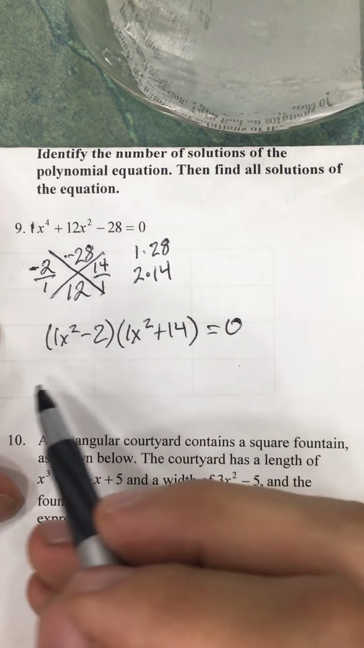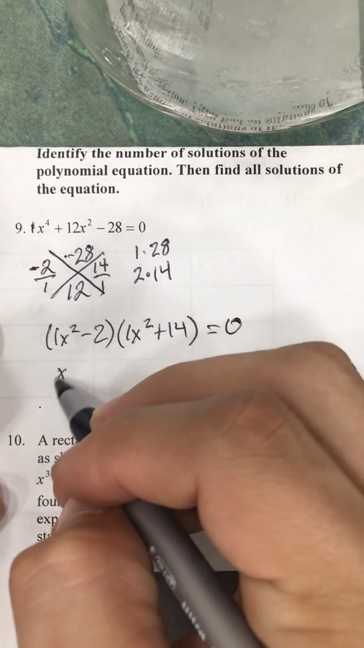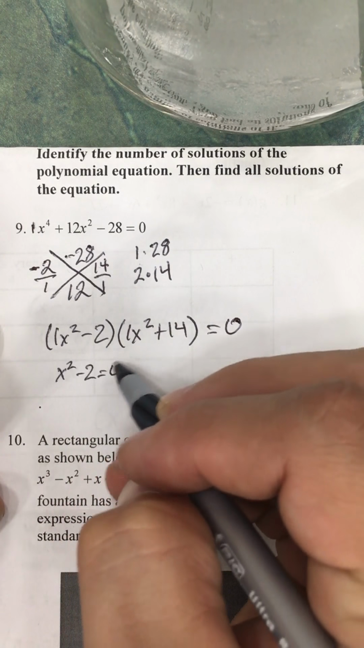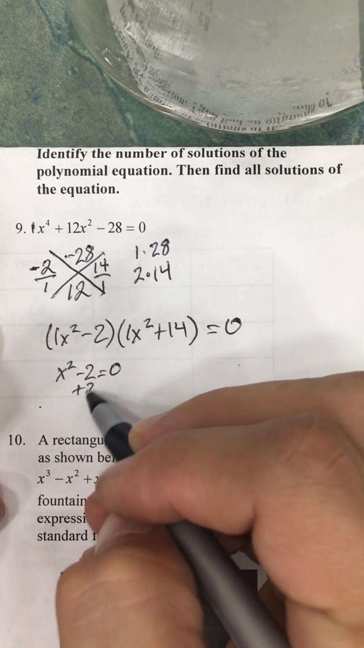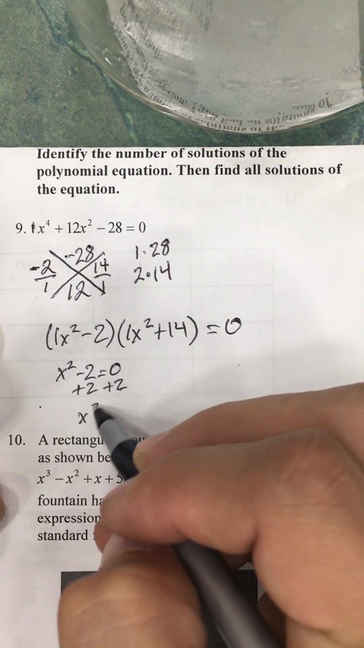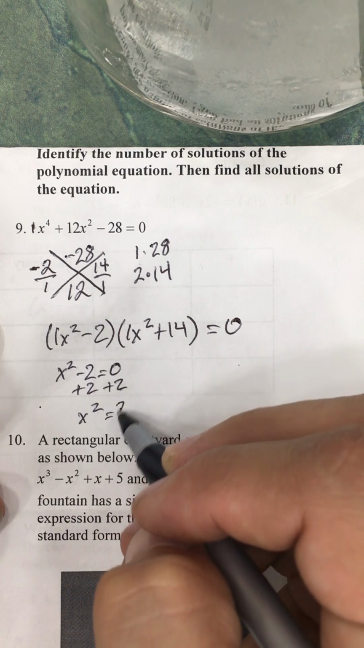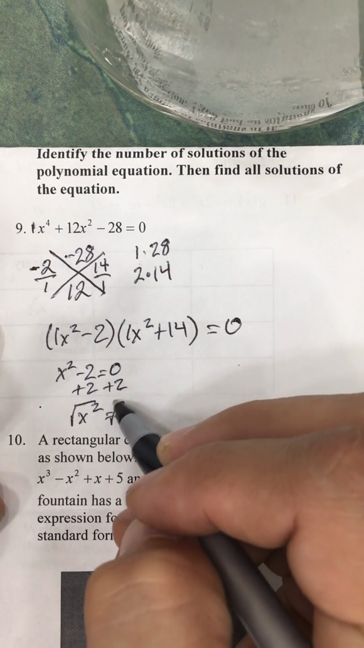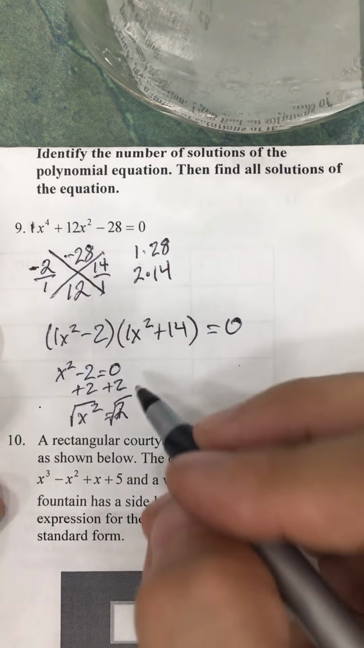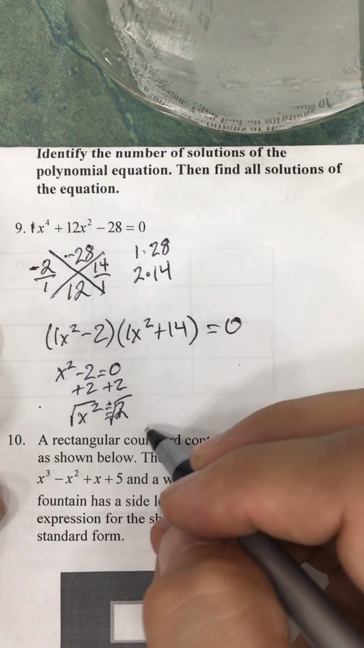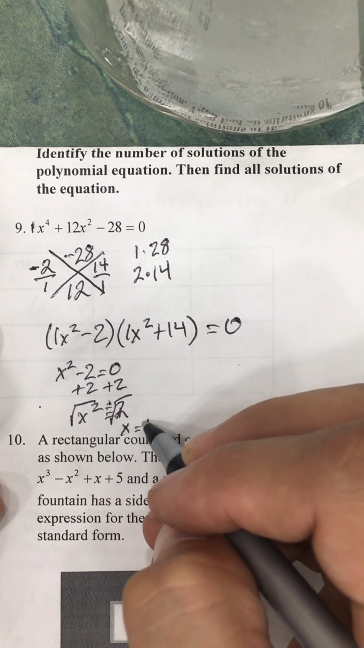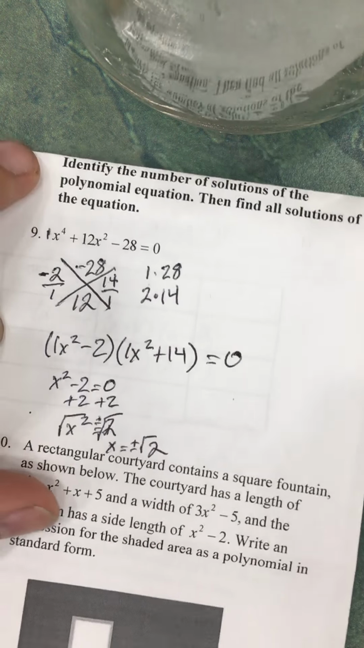So you're going to have to set these equal to 0. For the first factor, you add 2 and get x squared is equal to 2. Then we take the square root of both sides, and when we do, we use plus or minus. So far we have x is equal to plus or minus radical 2.